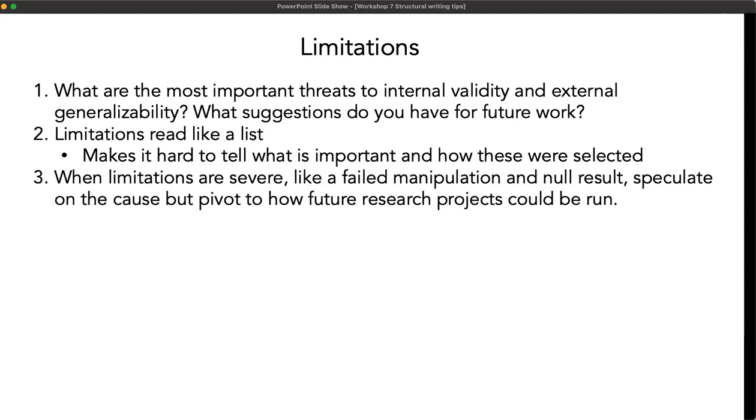When limitations are severe, like let's say you ran a manipulation and it didn't work, and then you got a null result for your condition, and you were planning to spend your results and discussion really exploring this major effect, but then there is no effect, please do speculate on the cause of why that happened. But then you can pivot to specifically how future research projects could address those challenges, not just should use a manipulation that worked.